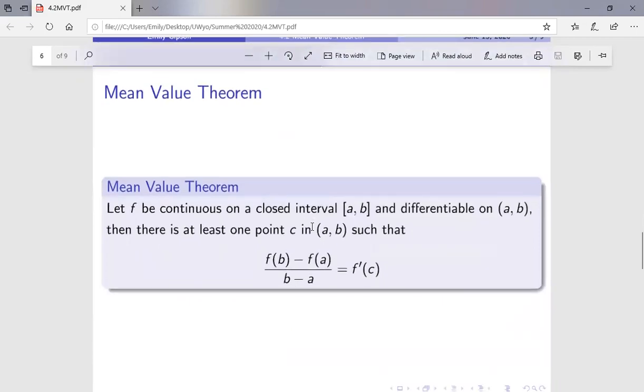So now that we have something to chew on with Rolle's theorem, let's talk about the mean value theorem. And if you remember either of these two, this is the one that you need to remember. This is the big kahuna. This is the big idea that we're working with in this section.